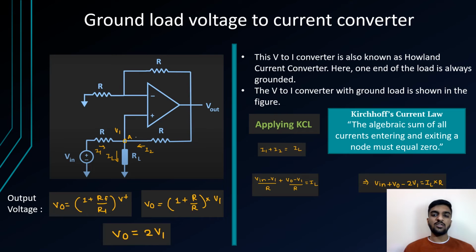By using this equation in the other equation, we get Vin plus 2V1 minus 2V1 is equal to IL into R. By solving this further, we get Vin is equal to IL into R, or IL is equal to Vin by R.